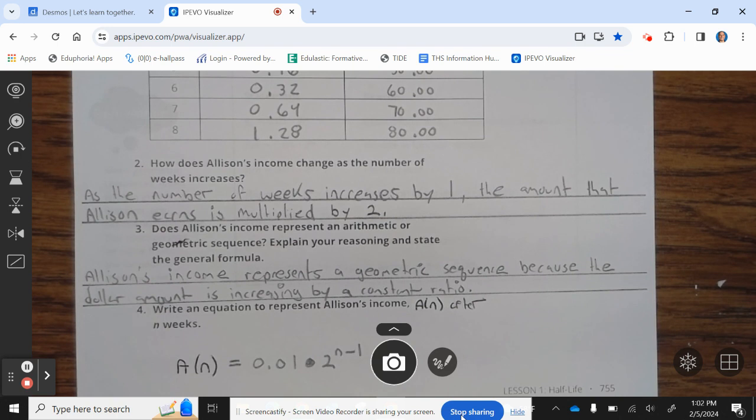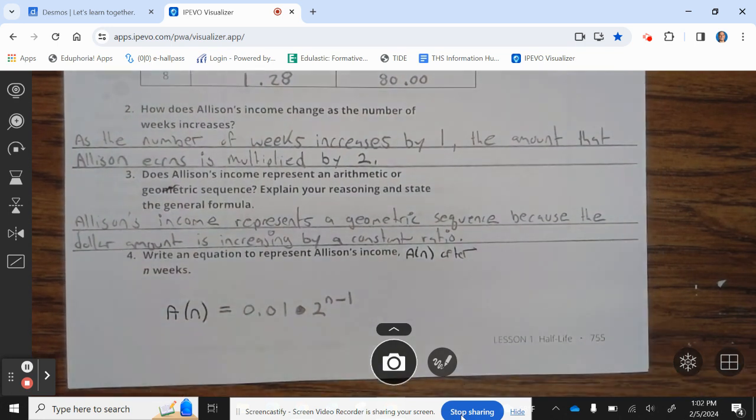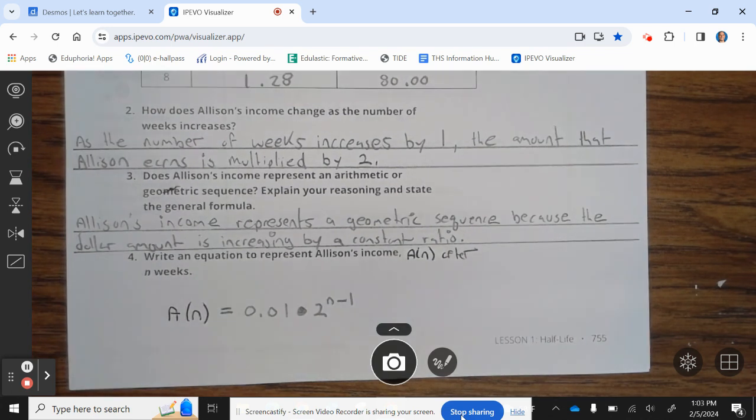3. Does Allison's income represent an arithmetic or geometric sequence? Explain your reasoning and state the general formula. Allison's income represents a geometric sequence because the dollar amount is increasing by a constant ratio. 4. Write an equation to represent Allison's income, A sub n, after n weeks. A sub n equals 0.01 times 2 to the n minus 1. Let's take a look at the next page.